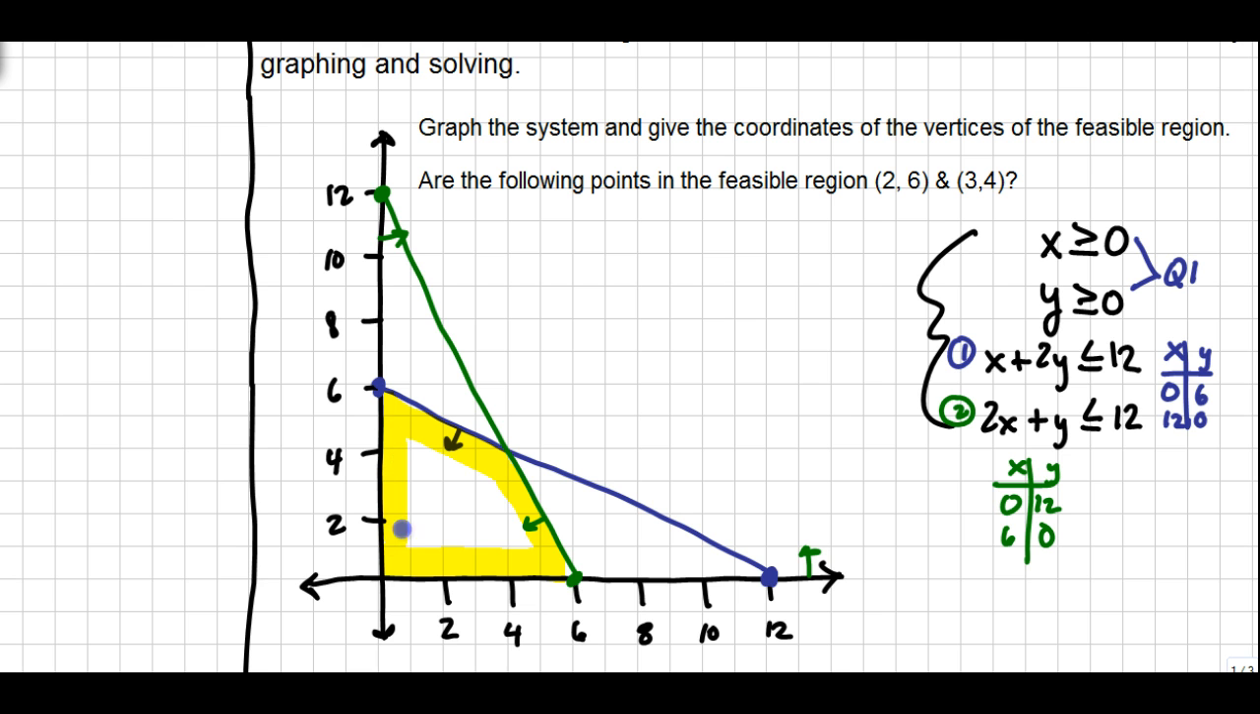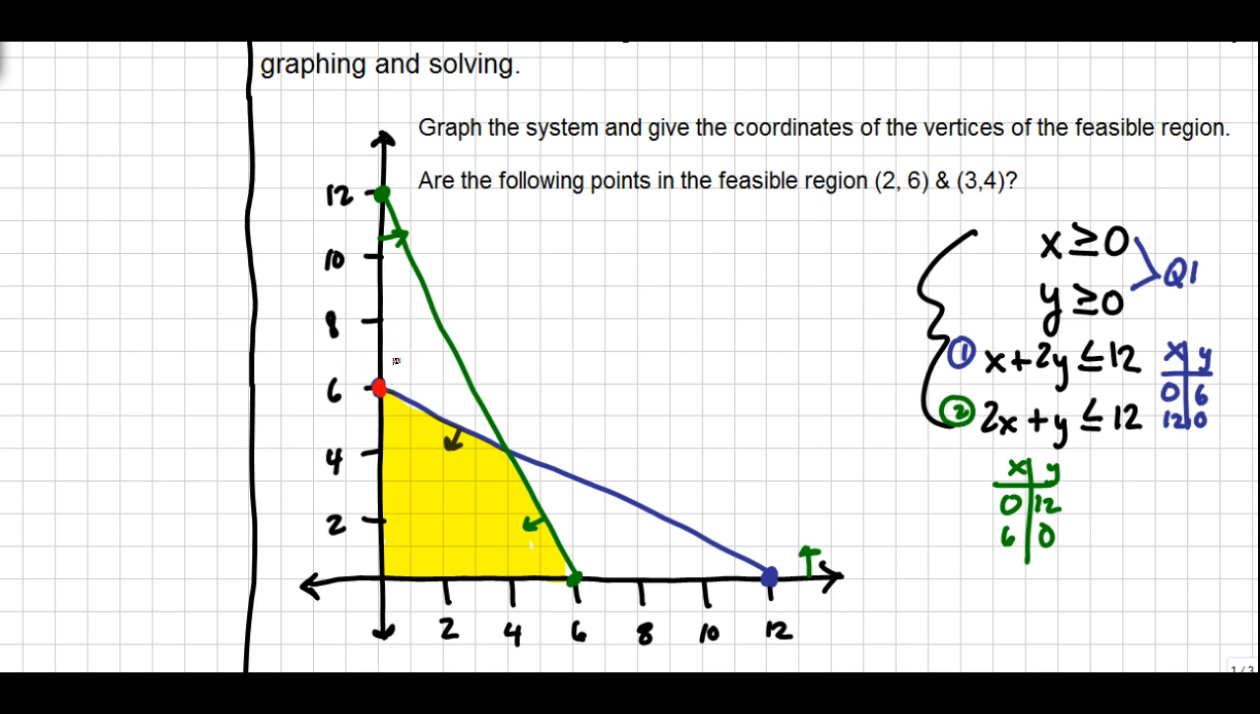So there are other places that would be shaded, but this is the only location where I would have shaded all 4 equations in an overlapping fashion. So that's the feasible region here. That's where everything would have been shaded all together. Now I need to identify the vertices of that feasible region.